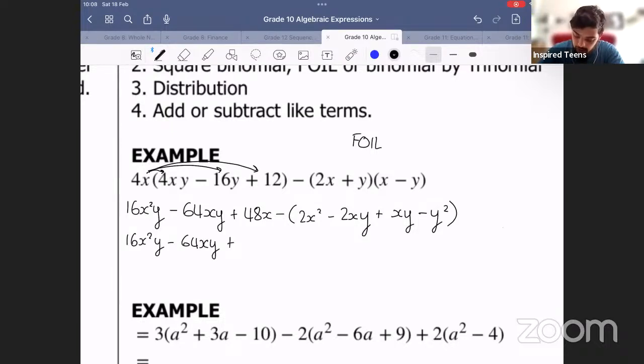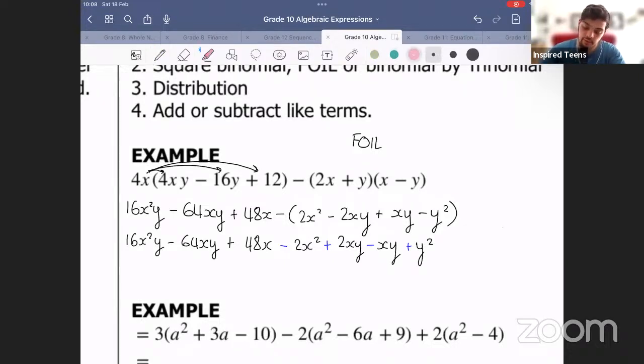Minus 64xy plus 48x. Now, this minus is like a negative 1, so it distributes into the bracket. So it's negative 2x squared plus 2xy minus, they all change, xy plus y squared.